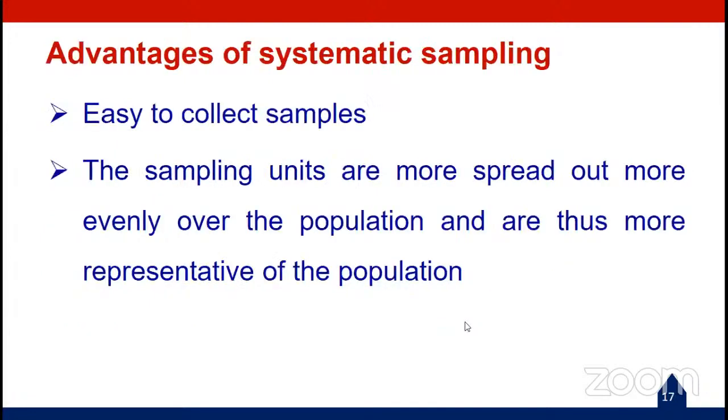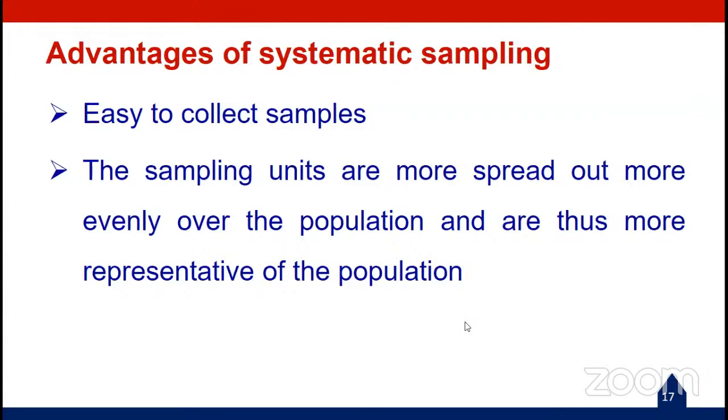The advantages of systematic sampling: it is very easy to execute, and we get the sampling units selected throughout the population. When compared to SRS, we get a uniform representation. That is, the sampling units will be distributed throughout the population. So these are the advantages of systematic sampling.